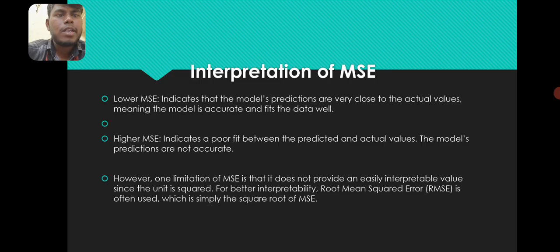Indicates that the model predictions are very close to the actual values, meaning the model is accurate and fits the data well. Indicates a poor fit between the predicted and actual values. The model's predictions are not accurate. However, one limitation of MSE is that it does not provide an easily interpretable value since the unit is squared. For better interpretability, root mean squared error, RMSE, is obtained by simply taking the square root of MSE.